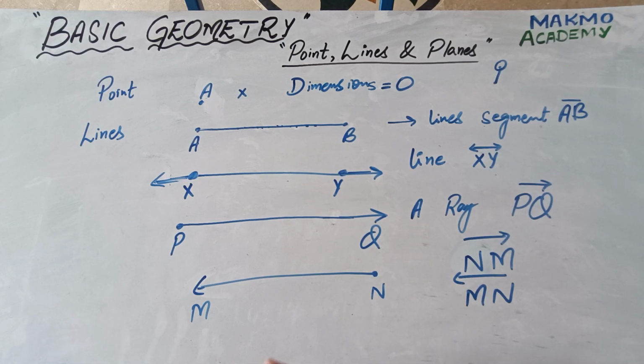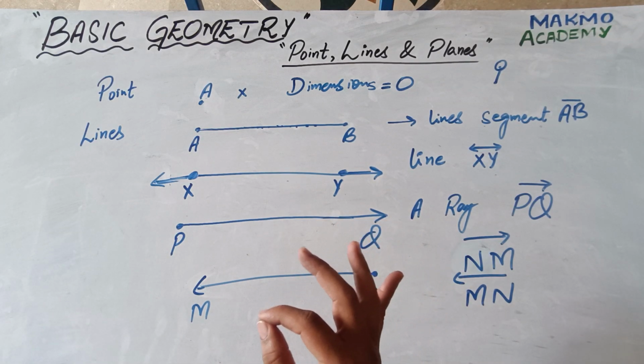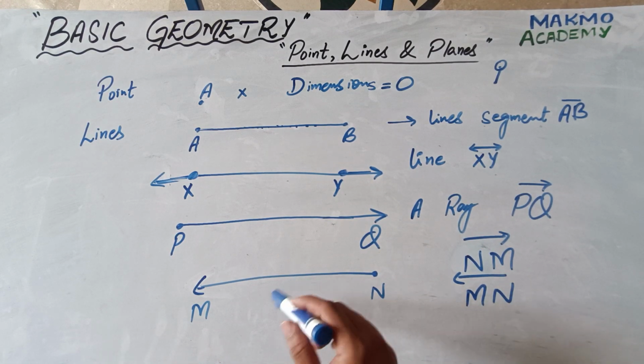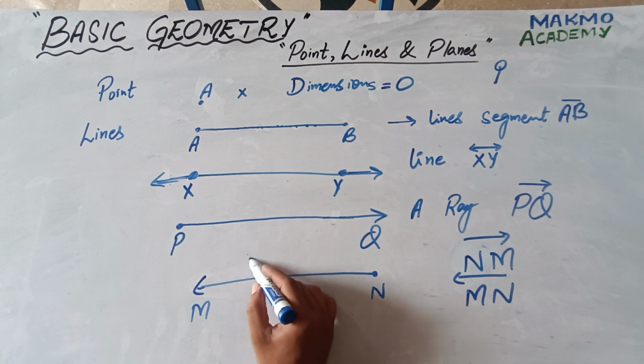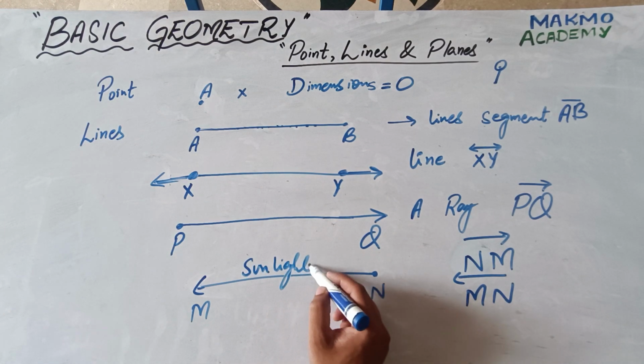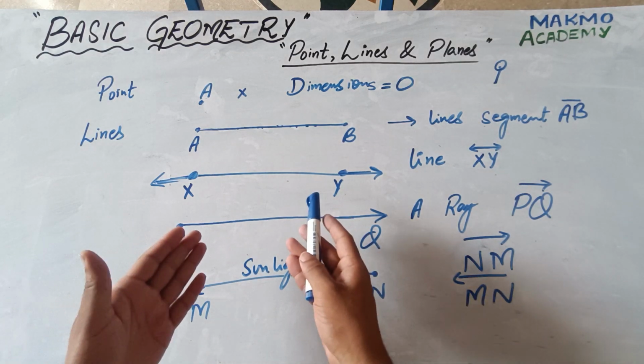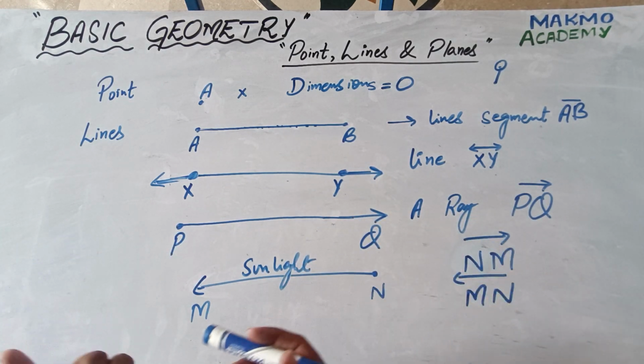Can you think of a real-life example of a ray from our surroundings? A laser beam. When we light up a laser, the point from where it starts is the fixed point, and it will go to infinity, so that represents a ray. There is one more example, sunlight. Sunlight is another example of a ray. From a fixed source, it will continue to infinity, until it falls on an object. A line will go in both directions.